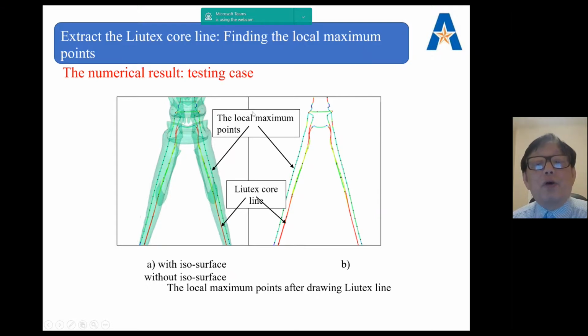First, we only need to find local maxima points. These maximum points will give the Nutex streamlines, with the strength, not a threshold. The threshold gives an isosurface. So the red one means strong, the yellow one a little bit less, the green one smaller, and the blue one is very small. So we can find the Nutex core lines with different colors to represent the different strengths.